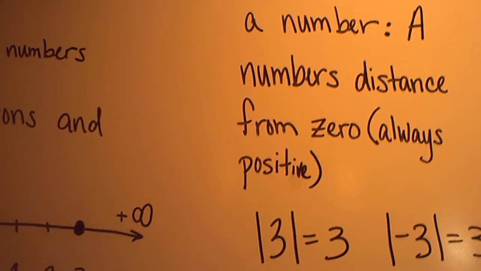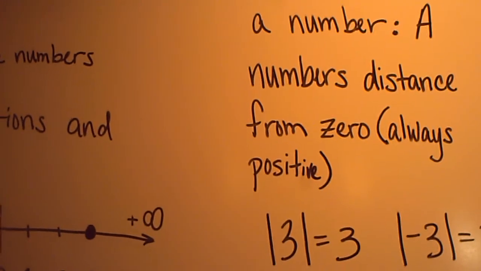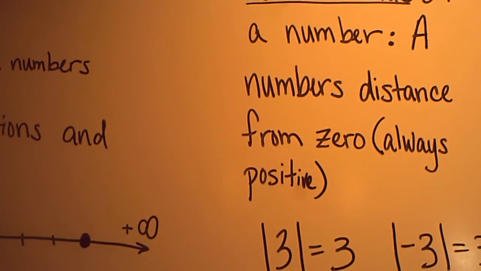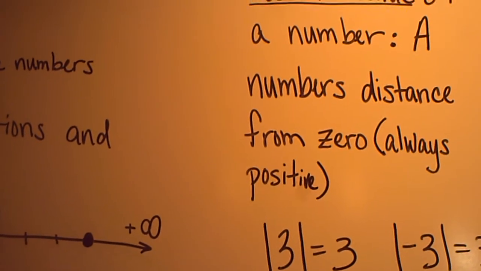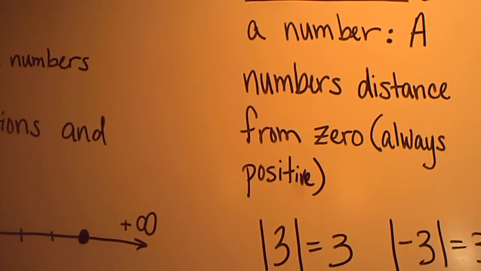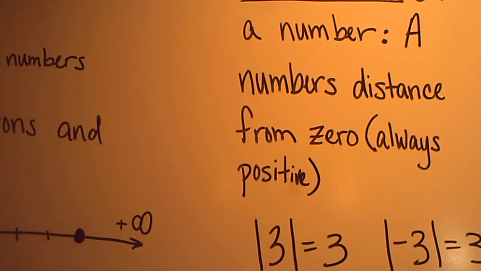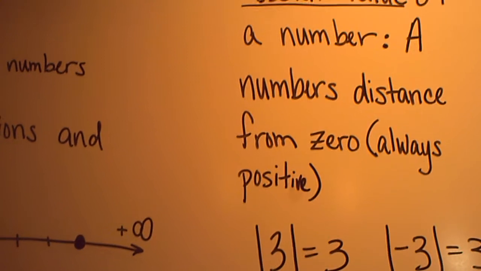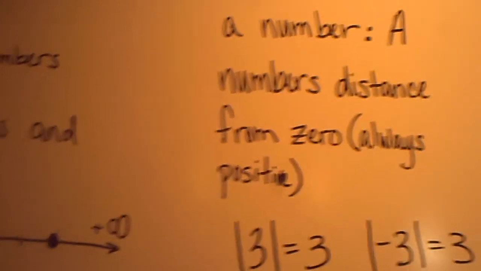We wouldn't say that we're going to travel negative 3 houses to the left of Chardon Middle School. We'd say we're going to travel 3 houses to the left. Same thing to the right. We wouldn't say we're going to go positive 3 houses to the right. We just say we're going to go 3 houses to the right. So absolute value is always positive.